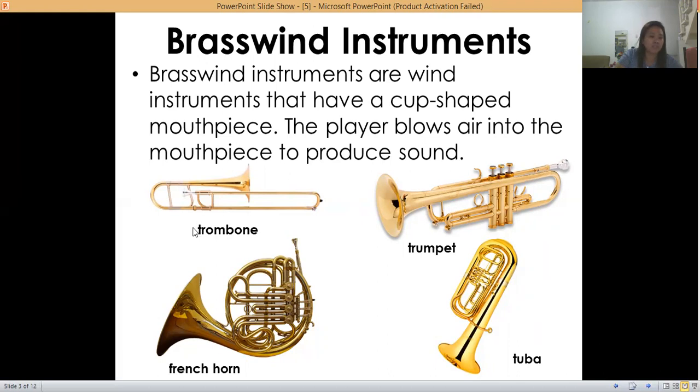So remember, this one is trombone, trumpet, tuba, French horn. Can you please say the name of each brass wind instrument? Ready? Go. Okay, very good. Again, trombone, trumpet, tuba, French horn. Take a look at the picture of these brass wind instruments. Okay, the differences: the trombone, the trumpet, the tuba here, and then the French horn.